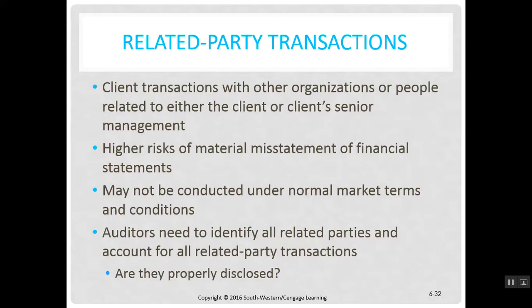One of the ways that you do that is looking through board minutes, looking at legal letters from the lawyers of the firms, and just looking through transactions for related parties, which you can do using specialized audit software as well.